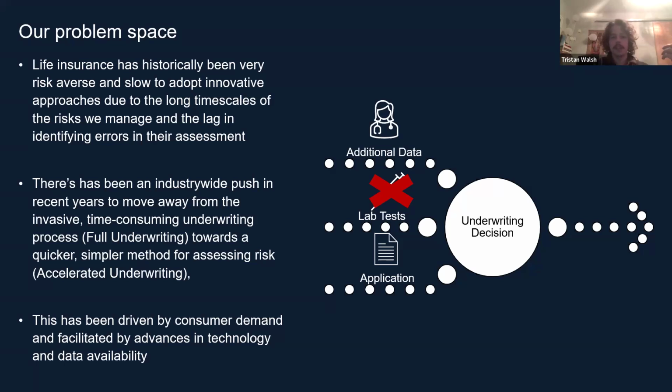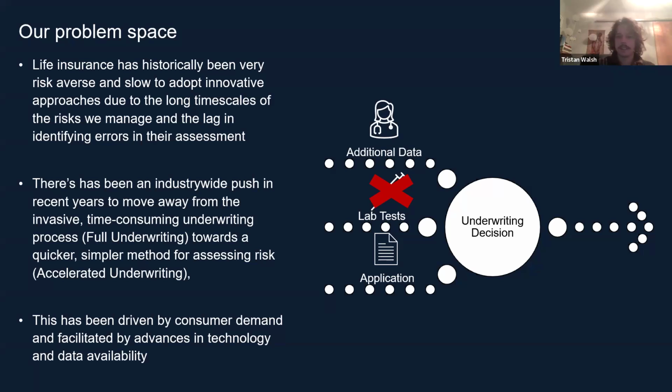But also, there's been simultaneously this really big push to move away from the traditional way of doing things, particularly in the realm of risk assessment. So that underwriting process involves the collection of lab tests and really invasive unstructured data sources. It's really time consuming. It's not optimal for the customer. It takes a lot of resources on the insurance side to actually go through and manually do all that risk assessment. And it actually costs a lot of money as well.